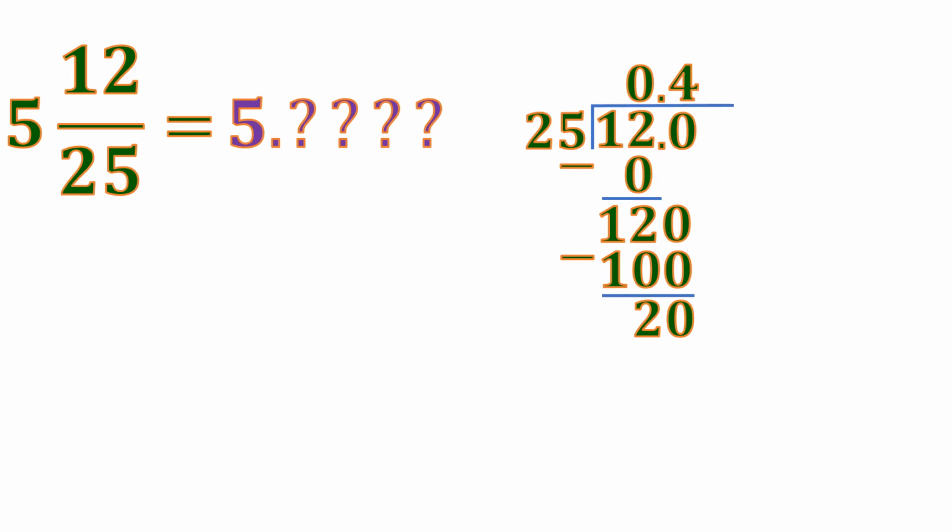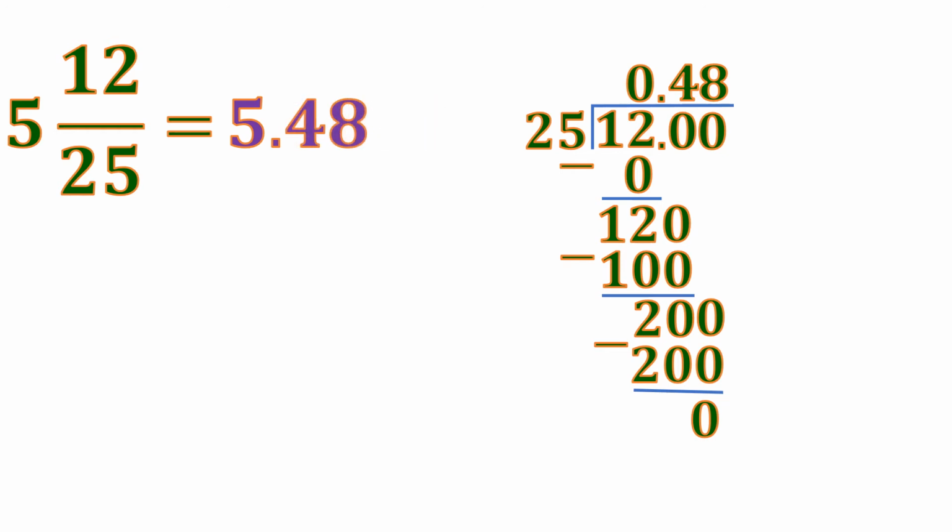So we have again a remainder. So let's continue by adding 0. Bring down 0. 200 divided by 25 is 8. 8 times 25 is 200. Then subtract: 200 minus 200 is 0. So this means 12 over 25 is 0.48. So the decimal form of 5 and 12 over 25 is 5.48.